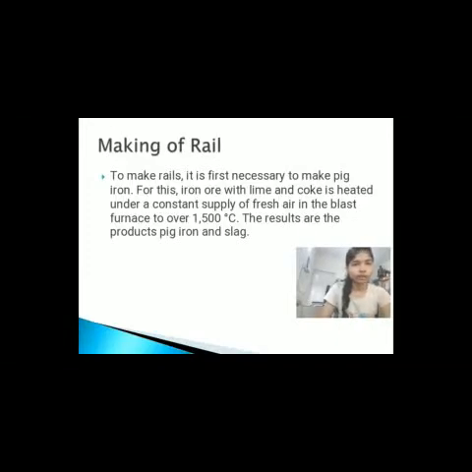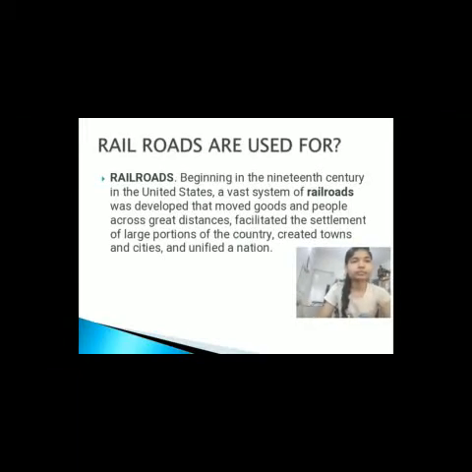So, making of rails. To make rails, it is first necessary to make pig iron. For this, iron ore with lime and coke is heated under a constant supply of fresh air in the blast furnace to over 1500 degrees Celsius. The results are the products pig iron and slag.